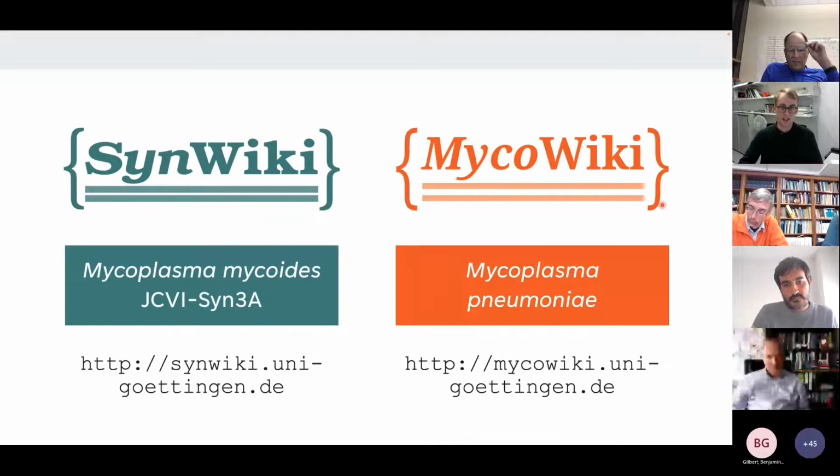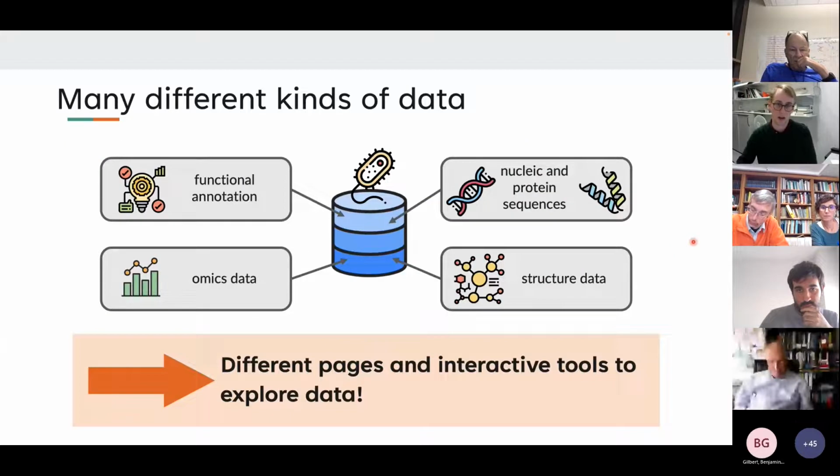So the names are SynWiki and MycoWiki. And while SynWiki, as you might be able to imagine, is on Syn3A, MycoWiki is on Mycoplasma pneumoniae. Both of these databases are already up and running, so you can access them via the URLs down here. But if you just Google those names, you will also find them as an exact search result. So SynWiki and MycoWiki are model organism databases on these two organisms.